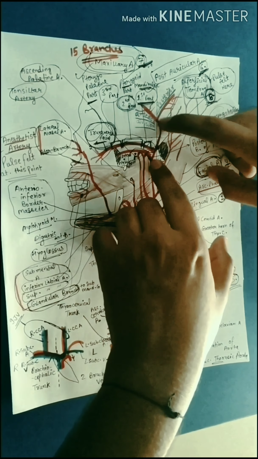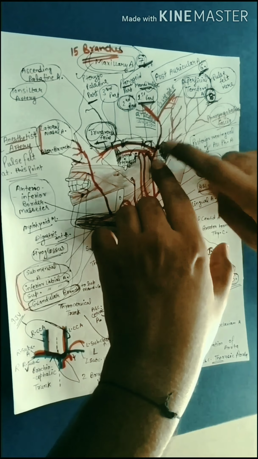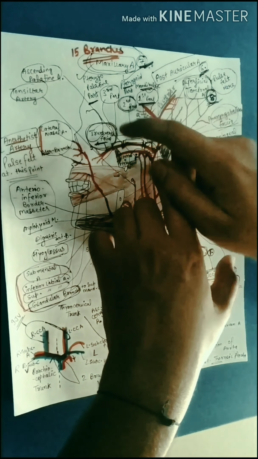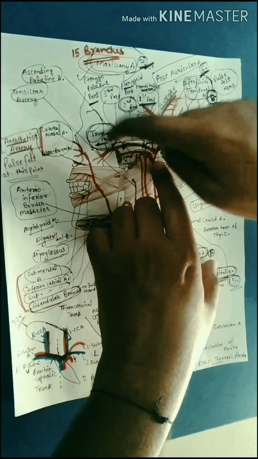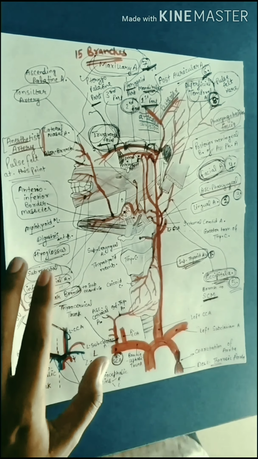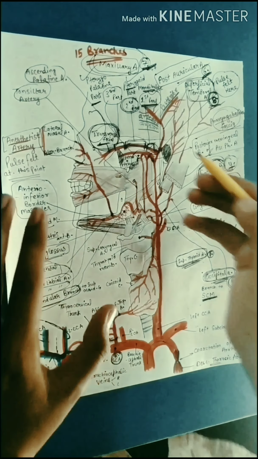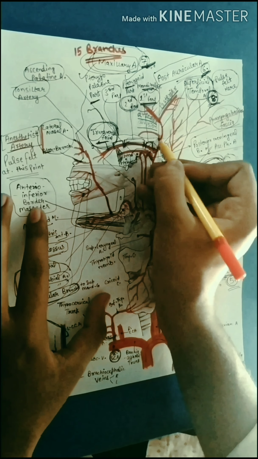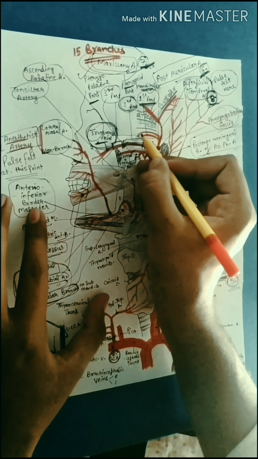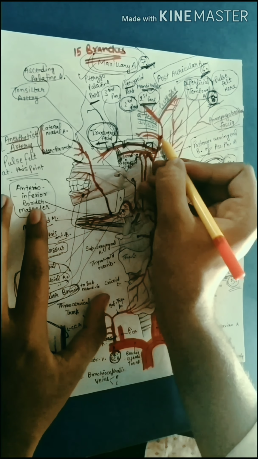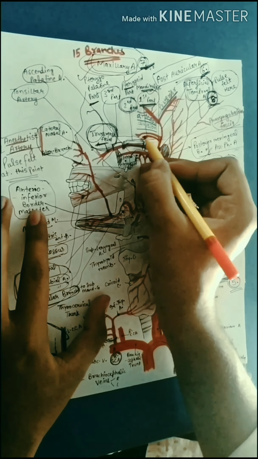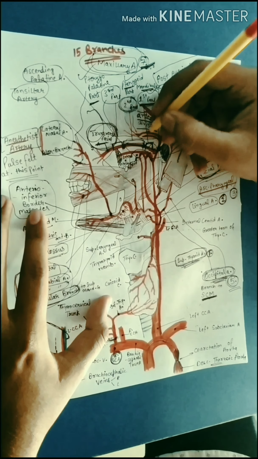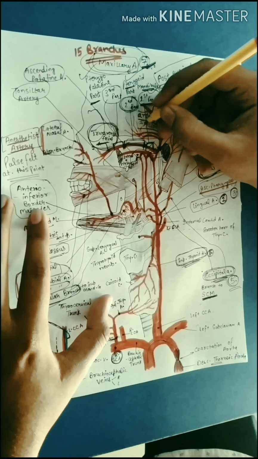The middle temporal artery is a branch of the superficial temporal artery. Okay, so we have two pairs of middle temporal arteries, two pairs on both sides. That means a total of 4 middle temporal arteries. What about the anterior temporal and posterior temporal? I will tell you that the anterior temporal and posterior temporal are also known as the deep temporal arteries. They are branches of the maxillary artery, which I will cover in the next lecture.